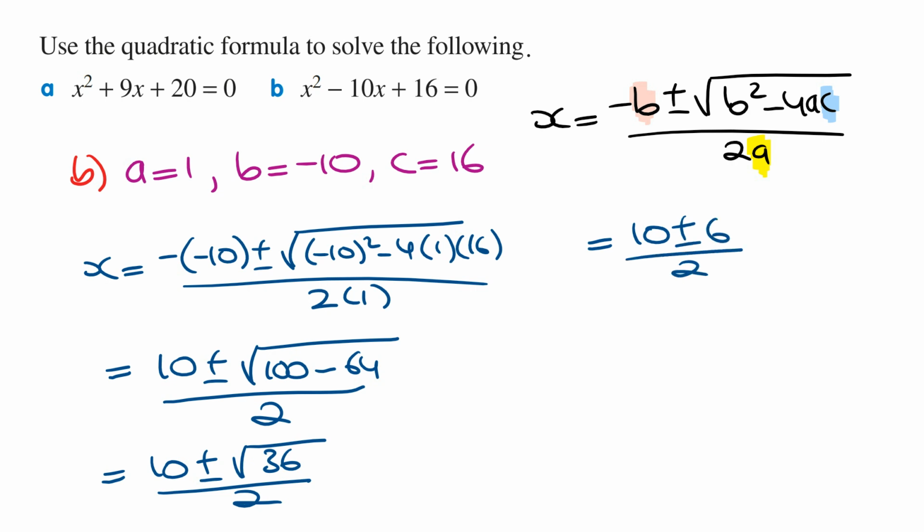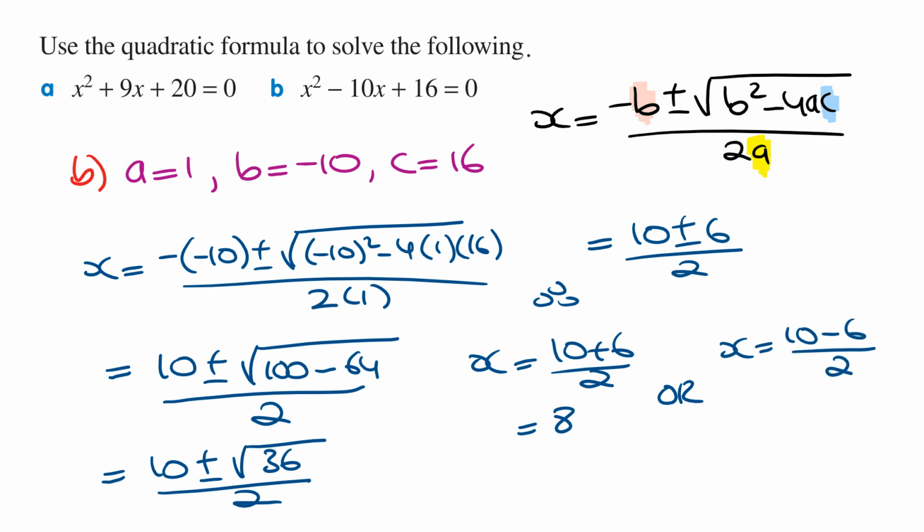And so therefore, x is going to equal 10 plus 6 divided by 2, which is 16 divided by 2, which is equal to 8, or x is equal to 10 minus 6 divided by 2, and this is going to be 4 divided by 2, which is equal to 2. And so the solutions for the second quadratic equation is going to be x is equal to 8 and x is equal to 2. And that's it for this video.